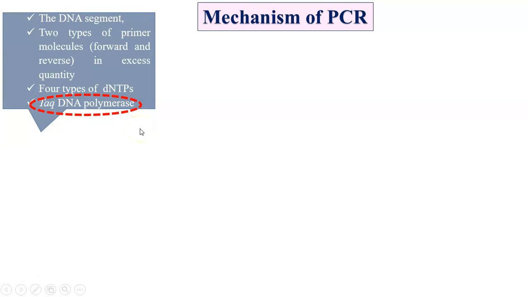This enzyme is discovered in the strain of bacteria which was found in hot spring. The bacteria are Thermus aquaticus. The enzyme DNA polymerase present in them remains functional even at high temperatures. Its role is to link the deoxyribonucleotide phosphates, forming the new strands of DNA. That is the function of DNA polymerase, to link the dNTPs.